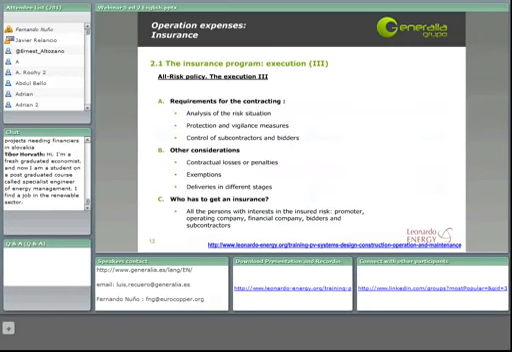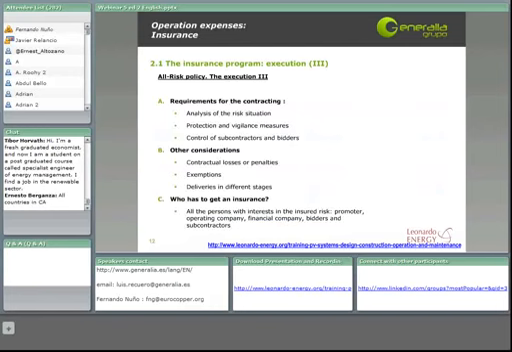The requirements for contracting a good all-risk policy for the execution of the plant will be analyzing well all the situations of risk, so checking all the possible issues and incidents that may happen during the execution. We can use the list that we have already seen in this webinar. Also installing protection and vigilance measures.